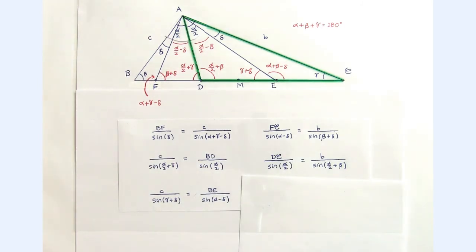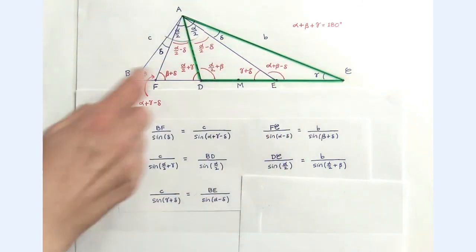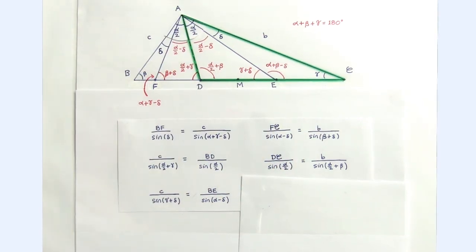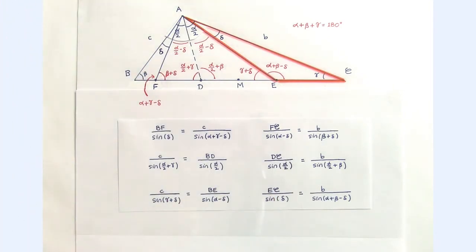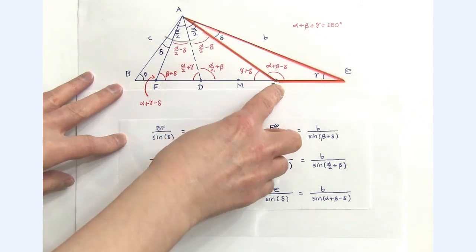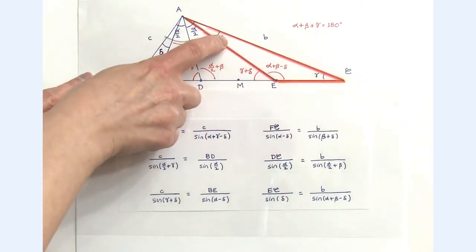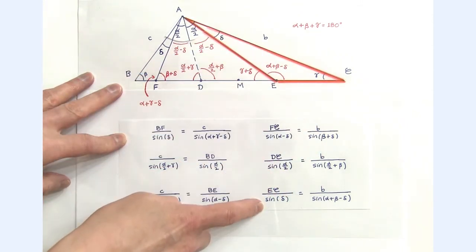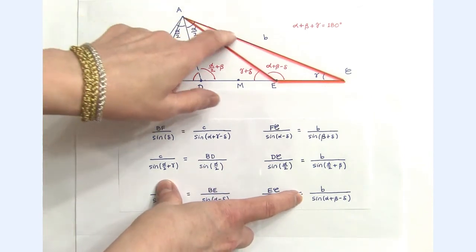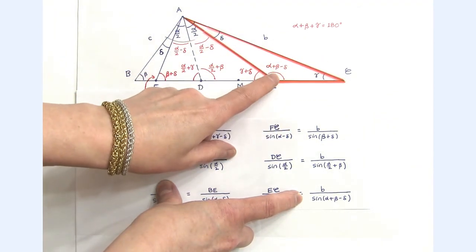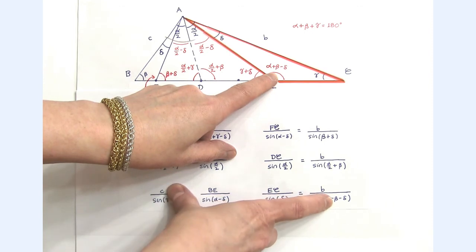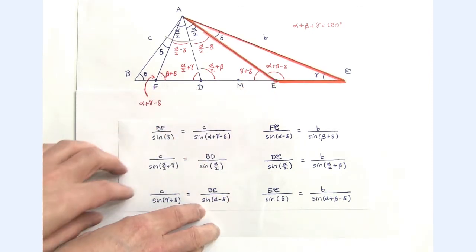Continuing to work my way to the right, I have one more triangle that I want to apply the law of sines to, and that will be triangle ACE, like this. And for this triangle, we are getting this side EC over the sine of delta is equal to this side B over the sine of this angle, alpha plus beta minus delta, like this.